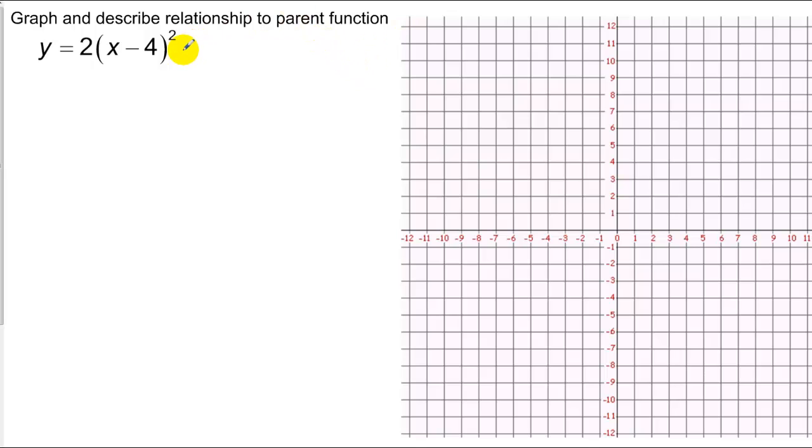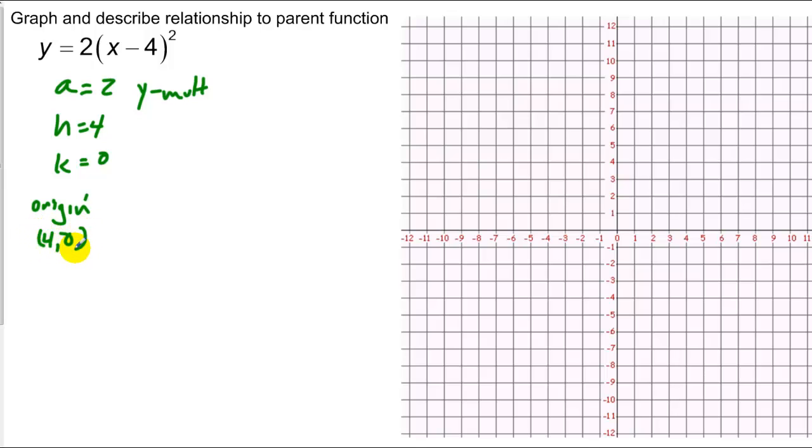You'll notice in this case we have this number out in front, which is our a value. So a is equal to 2, and that's our y multiplier. And then we have a number inside. So any number that comes after a subtraction is the actual h value. So h equals 4. There's nothing on the outside, so k is equal to 0. So we know now we have an origin of 4, 0. So I'll go over to 4, 0.